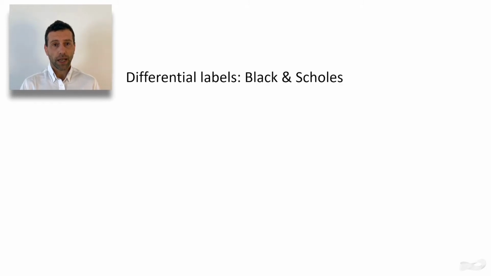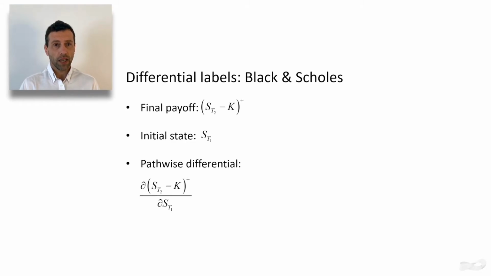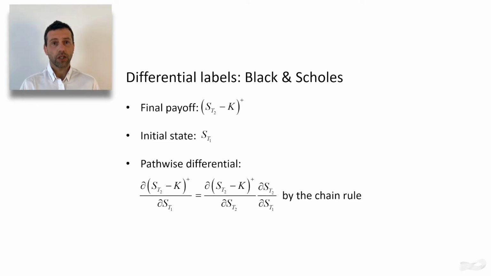For example, in Black-Scholes, the final payoff is (S_T2 - K)+, and the initial state is S_T1. The pathwise differential is d(S_T2 - K)+ / dS_T1, and we compute it with an application of the chain rule. This is d(S_T2 - K)+ / dS_T2 times dS_T2 / dS_T1. These two terms are easy to compute, and we get a concise formula. This is the indicator of the spot terminating in the money times the log return.